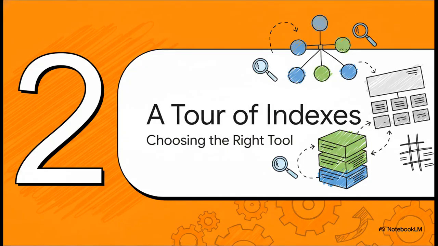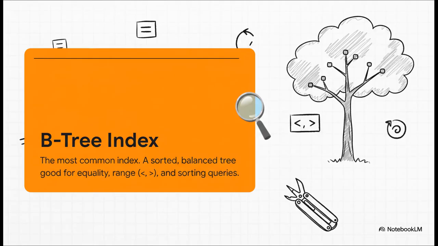Because, as you might have guessed, not all indexes are the same. It's not a one-size-fits-all situation. So let's take a quick tour so you know you're always picking the right tool for the job. First up, the B-tree index. This is the default, the workhorse, the one you're going to use probably 95% of the time. It's basically a sorted tree, which makes it awesome for finding exact matches, but also for things like range queries, find all sales from last month, and for sorting your results. When in doubt, you're probably creating a B-tree.